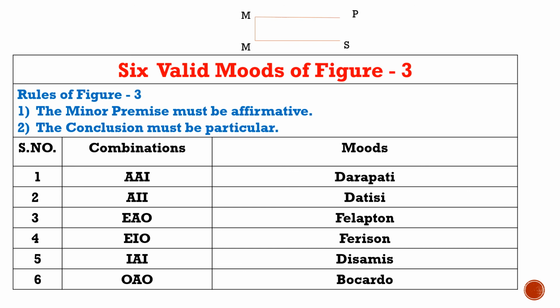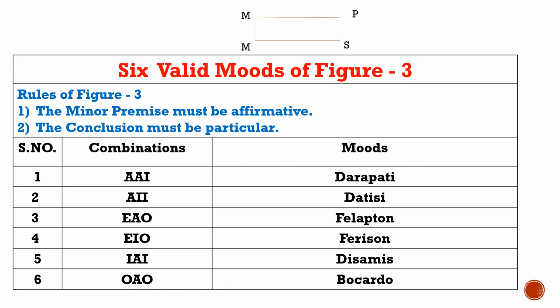And the conclusion must be particular. So in all six combinations, the conclusion is a particular proposition. It's I in first, I in second, O in third and fourth, I in fifth, and O in sixth. Now we get six combinations.